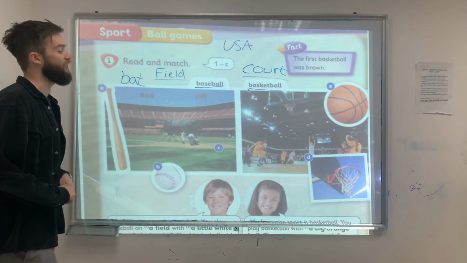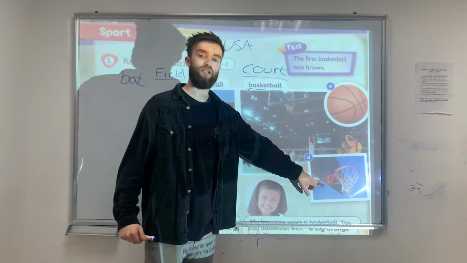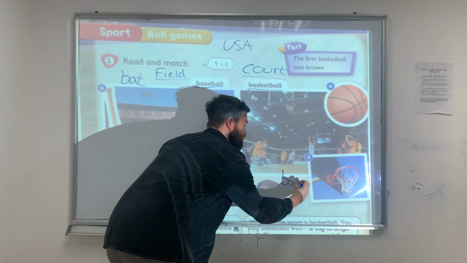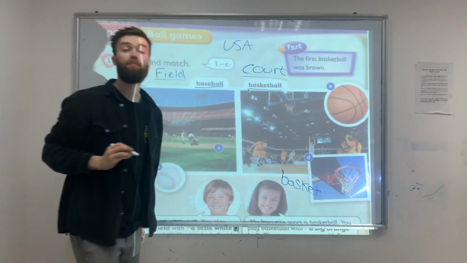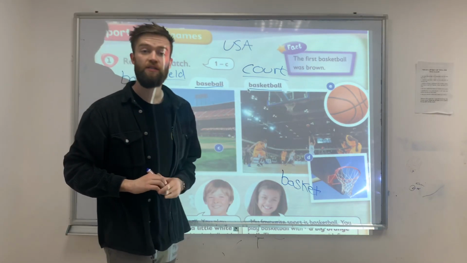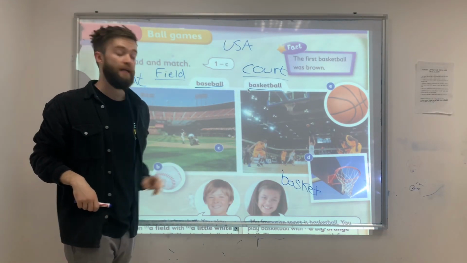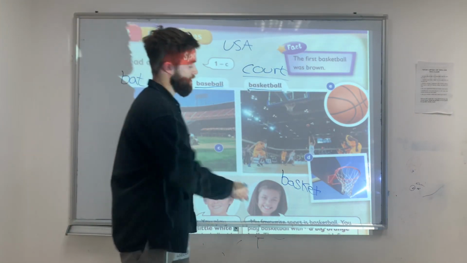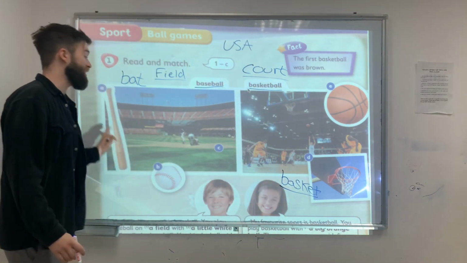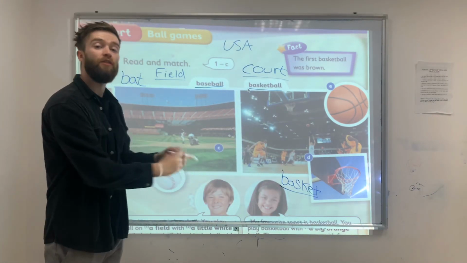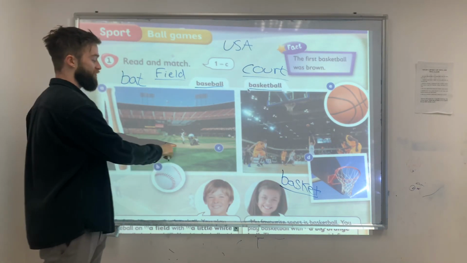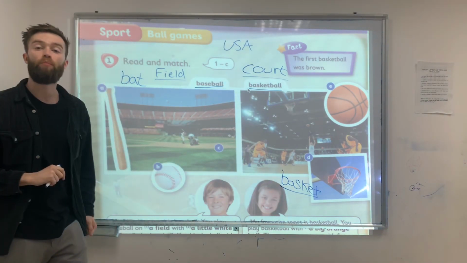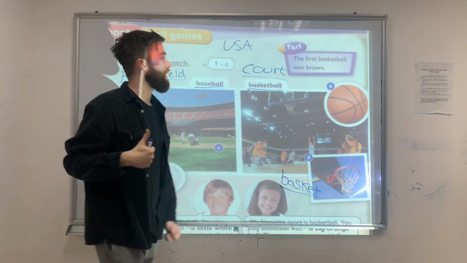Okay? Now, let's take a look at this picture. This is called a basket. Basket. In basketball, to score points, we have to throw the ball into the basket. Into the basket. Basket. In baseball, we have to hit the ball and run. We have to run around the field to score points. Okay? Good job, guys.